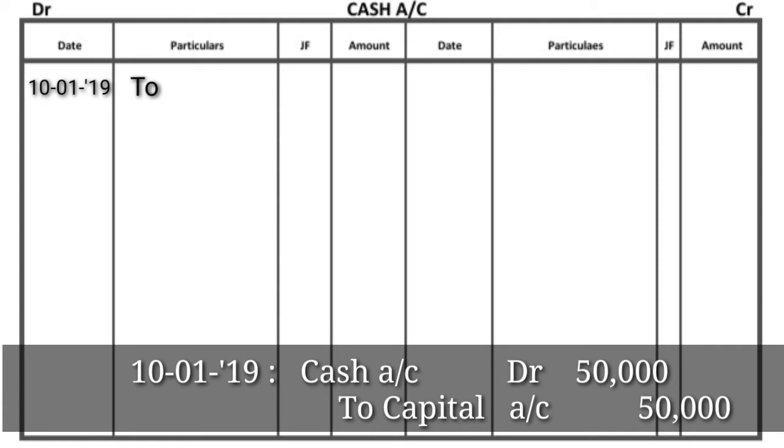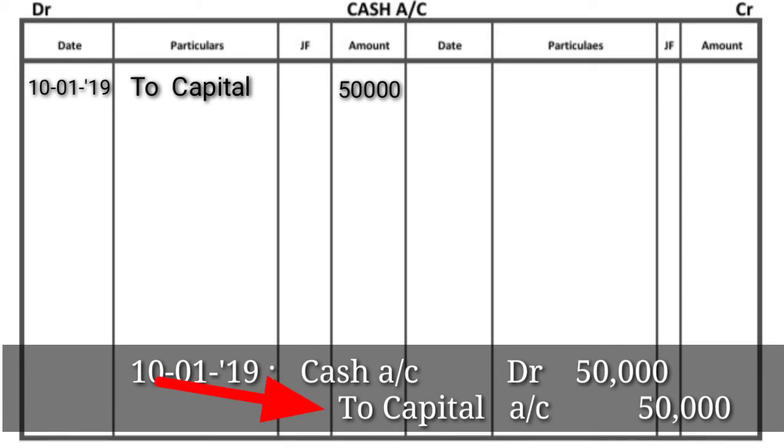And the opposite journal entry, what is the opposite name? Capital. That capital we can write here, "To Capital", and the amount is 50,000. Clear? That means the cash account has a debit balance. So we will write in the debit side 50,000, and in the particulars column, what is the opposite name? That name we will write here, "To Capital".